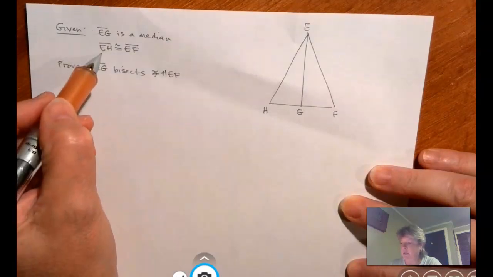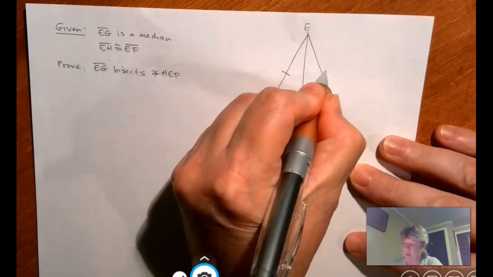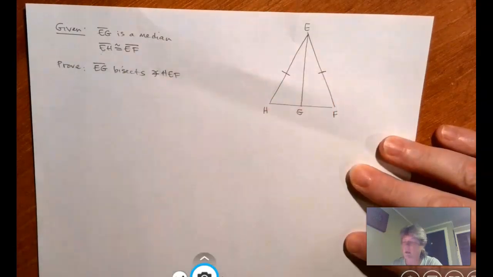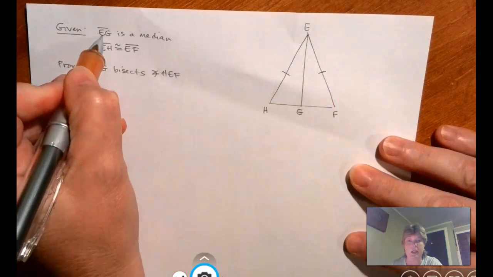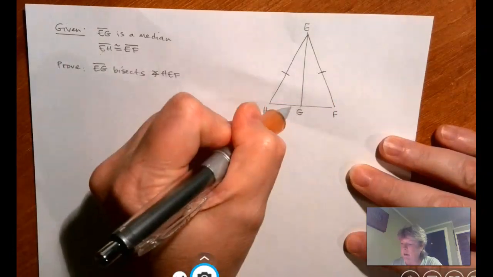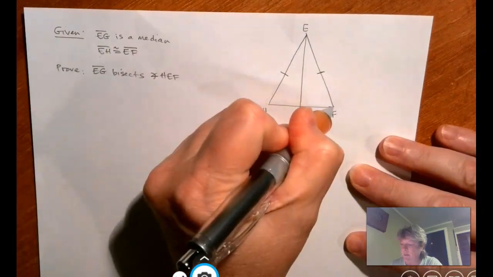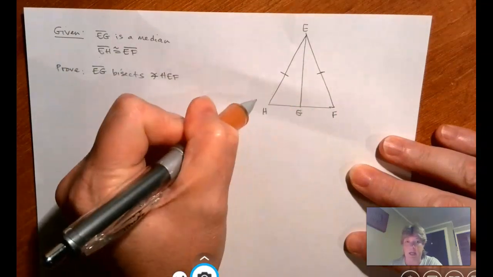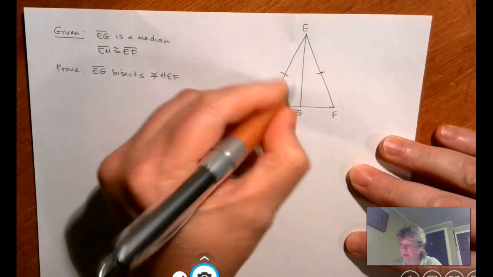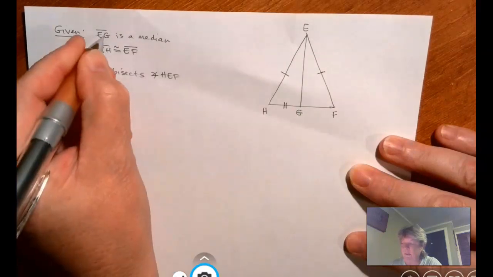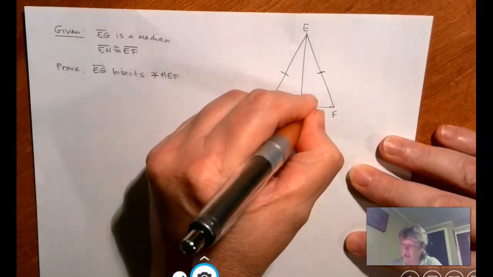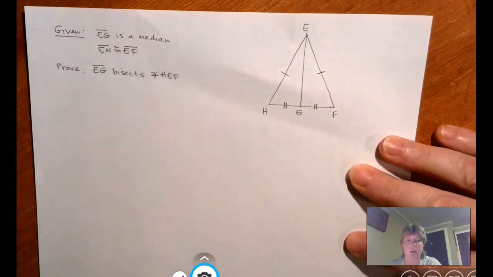So EH being congruent to EF, that's pretty straightforward. I can go ahead and mark those as congruent. Because EG is a median, I know that it splits this other side in half, right? It connects to this midpoint right here. So I can conclude from this given that HG and GF are congruent. Now, notice that I'm not given that HG and GF are congruent, but I'm concluding that from the given.